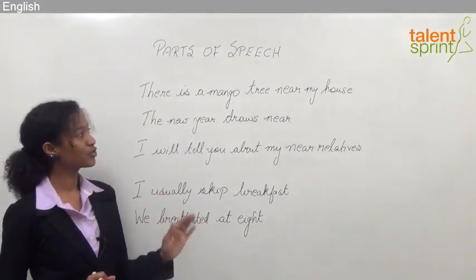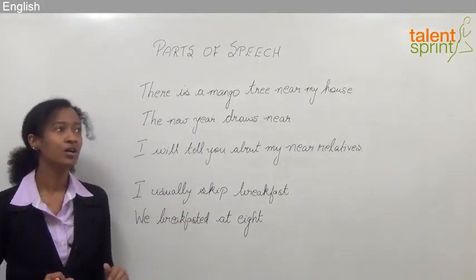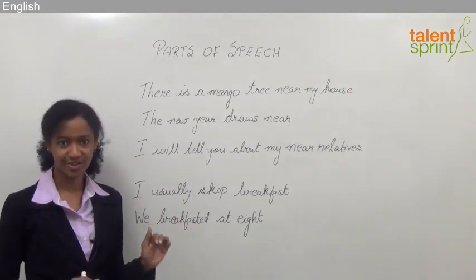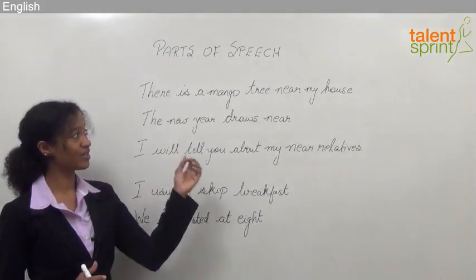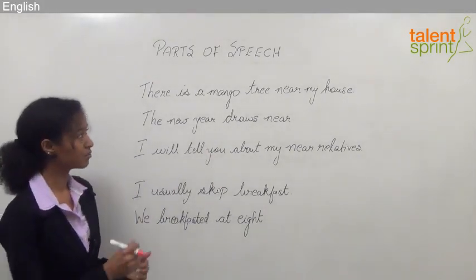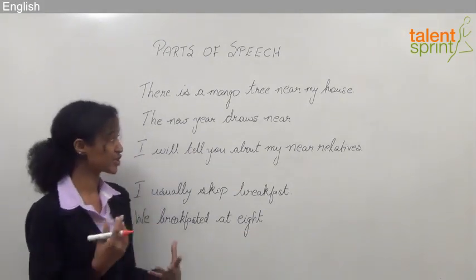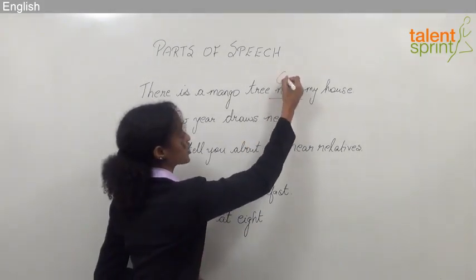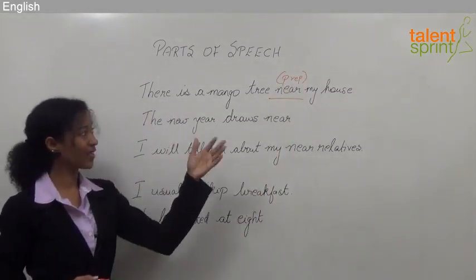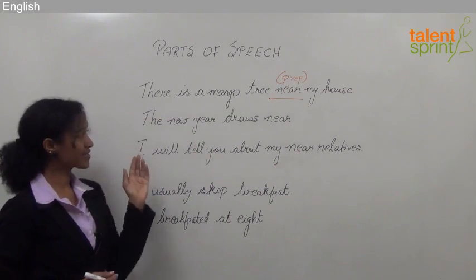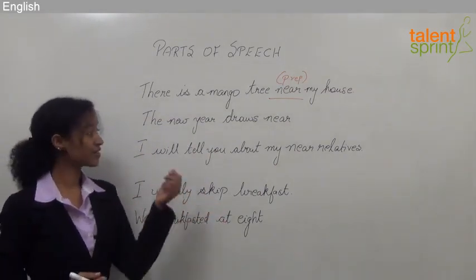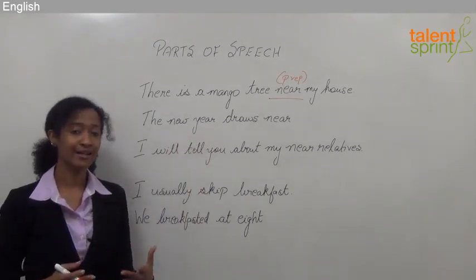There is a mango tree near my house. Now here in this sentence, the preposition near functions or shows me the relationship between the tree, noun, and house, noun. So remember I said preposition always shows the relationship. So here near functions as a preposition, showing me the relationship between tree and the house. In the next sentence, the new year draws near. Here it modifies the verb draws, acting like an adverb.